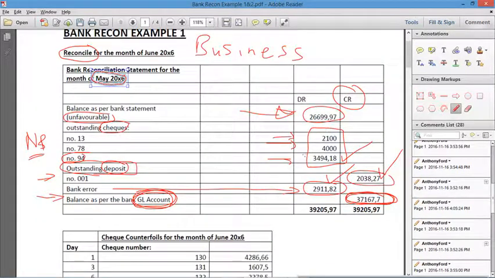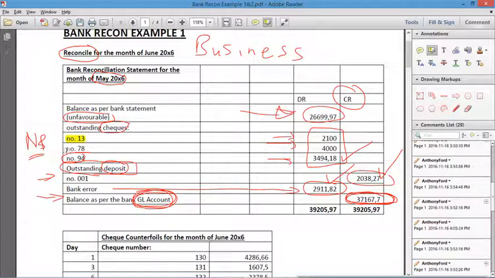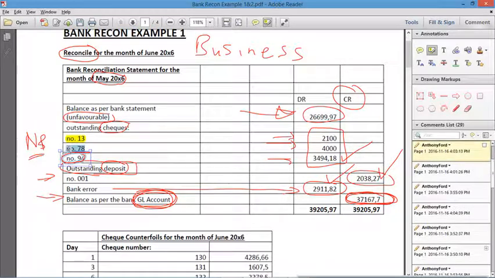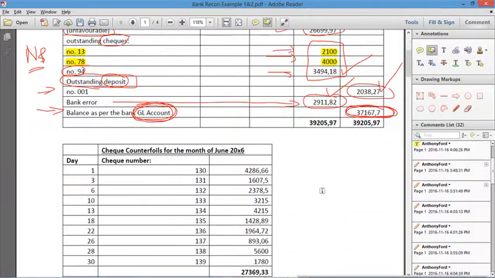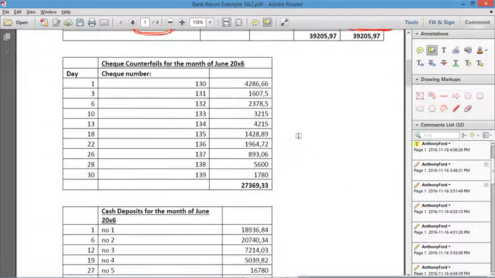Have I looked at the reconciliation? Yes, I have. So the only 2 accounts that I've highlighted are those 2. Okay, those are key. I'm going to have to come back to them later. Alright, now I need to look at the check counterfoil.